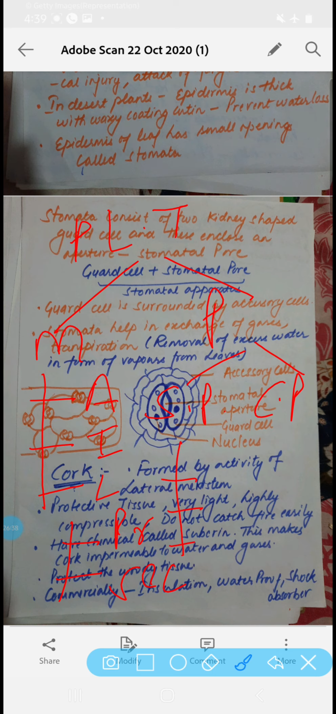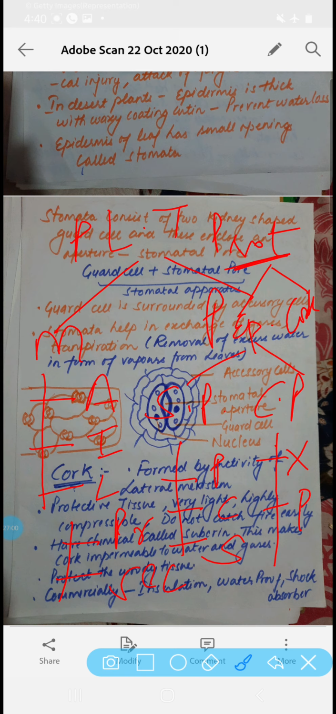Simple permanent tissue is of three types: parenchyma, collenchyma, sclerenchyma. And complex permanent tissue is of two types: xylem and phloem. Other than this, there is protective tissue also. Protective tissue is divided into two categories, that is epidermis and cork. So that was about the complete flow chart of the plant tissue. Thank you.